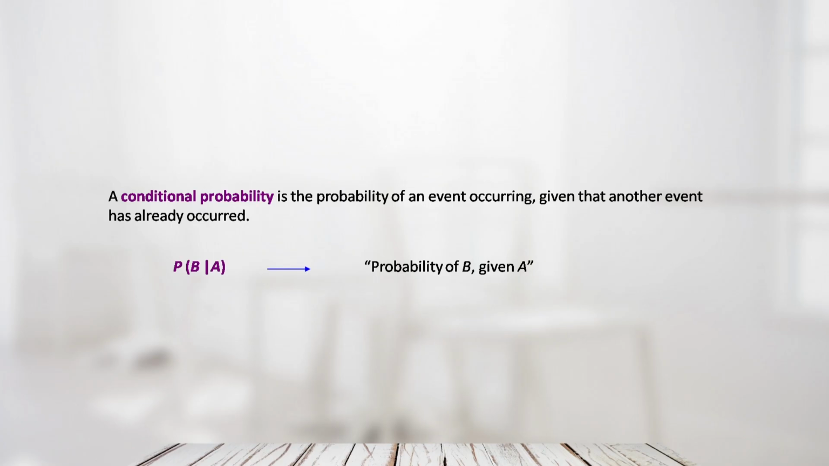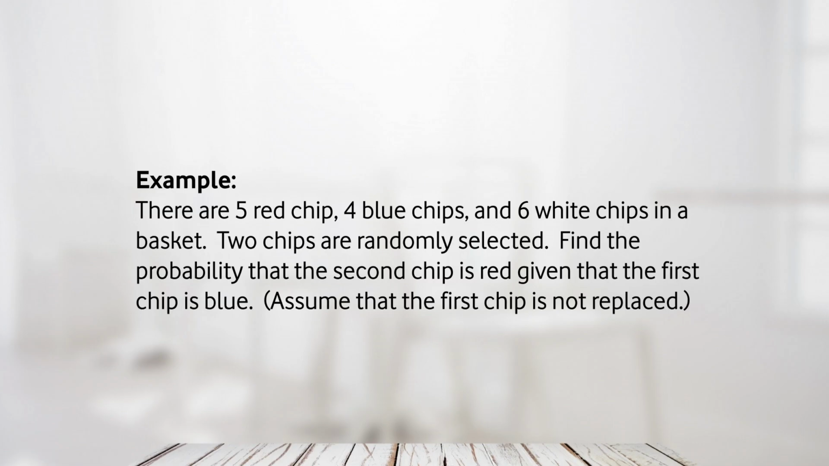Conditional probability is the probability of an event occurring given that another event has already occurred, and probability of B given A is the probability of B given A. For example, there are 5 red chips, 4 blue chips and 6 white chips in a basket. 2 chips are randomly selected, and we have to find the probability that the second chip is red given that the first chip is blue, assuming that the first chip is not replaced.